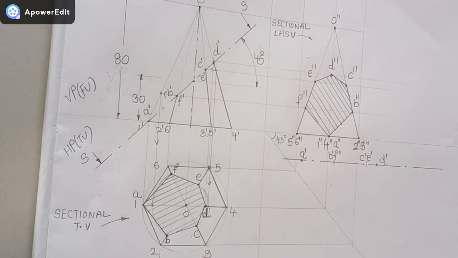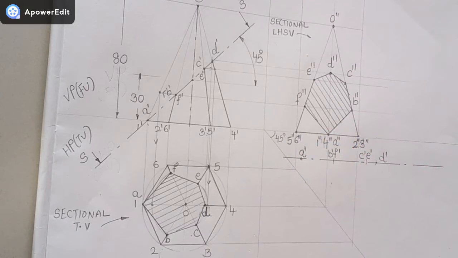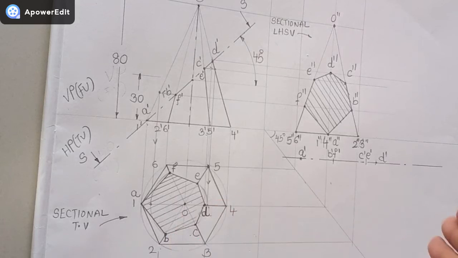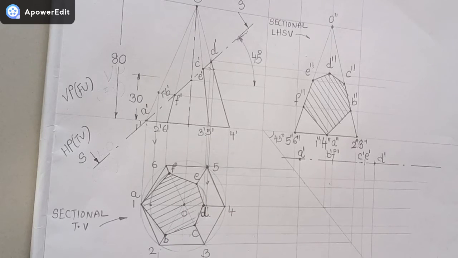Now what do I have to do? I have to take the projection lines from all these points vertically downwards, and the projection lines from the top view to the side view, and mark the points.